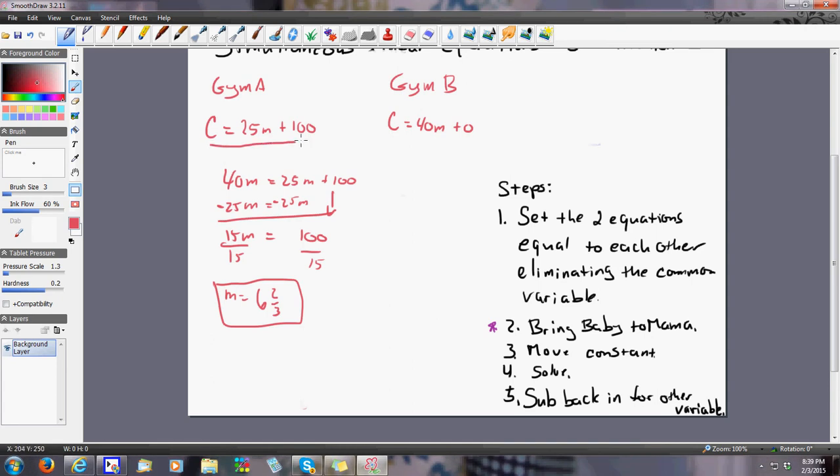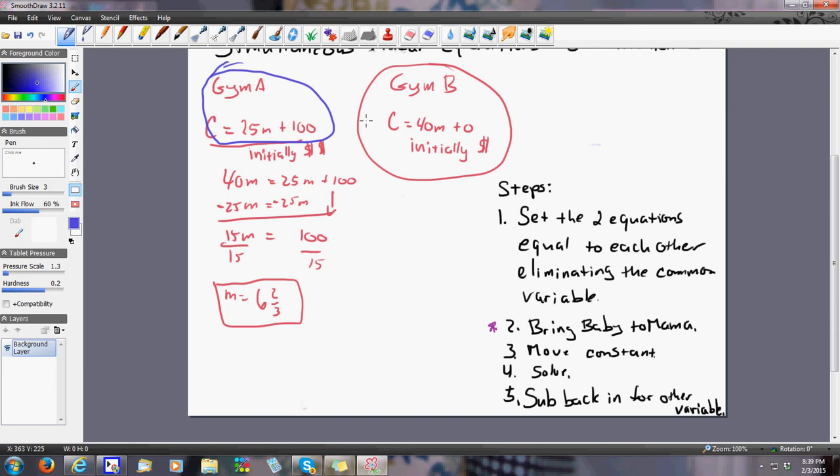We know initially this is more money, and this initially is less money. But at 6 months, this should still be cheaper, and this should still be more. So 6 times 40 is 240, and 6 times 25 is 150. 150 plus 100 is 250. So at 6 months, this one, Gym B, is cheaper. But after 6 months, at 7 months, all of a sudden, Gym A will become cheaper to join.